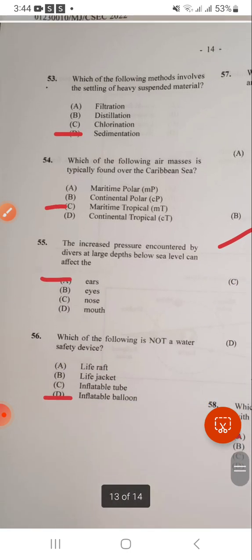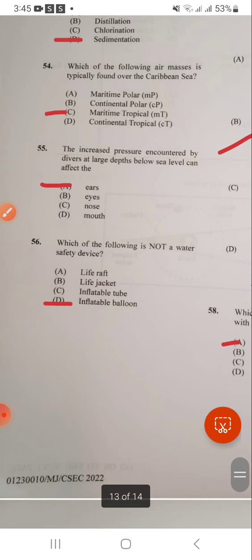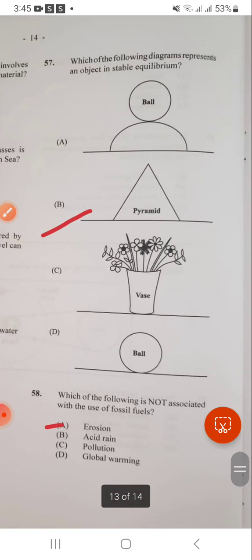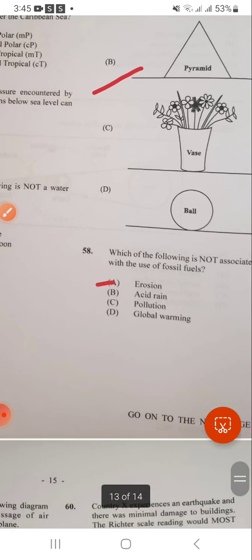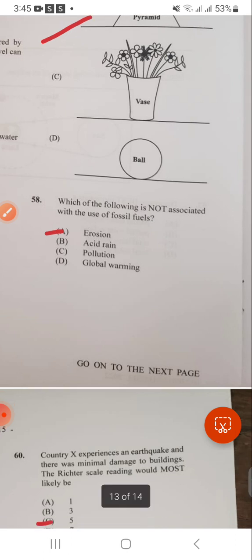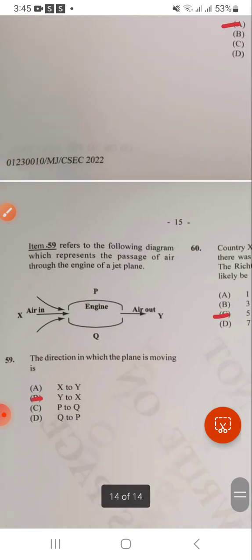Number 55. The increased pressure encountered by divers at large depth below sea level can affect the ears. A. Number 56. Which of the following is not a water safety device? That's the inflatable balloon. Number 57. Which of the following diagrams represents an object in stable equilibrium? That is B. Number 58. Which of the following is not associated with the use of fossil fuels? That is erosion.